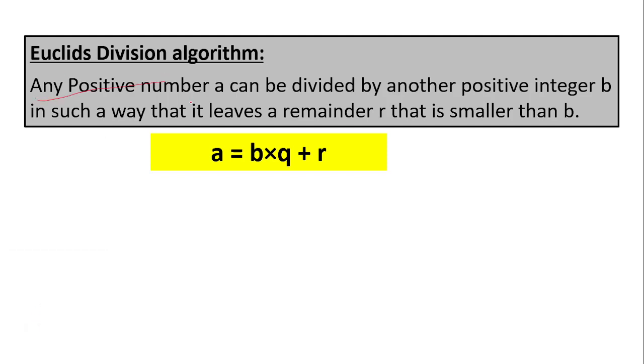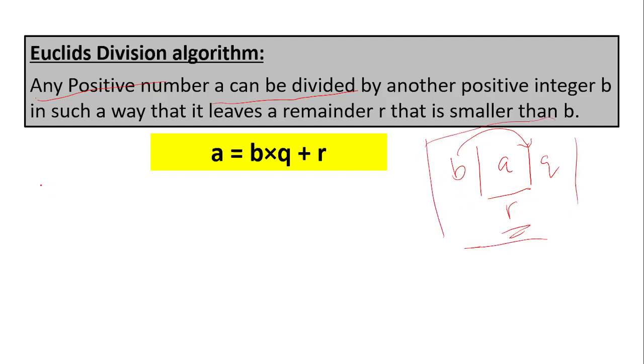any positive number can be divided by any other positive integer b in such a way that it leaves a remainder. Suppose a is a number. If you divide this number by b, then you will get some quotient, that is q, and you will also get some number, that is the remainder, denoted by r. So basically this is the division algorithm.